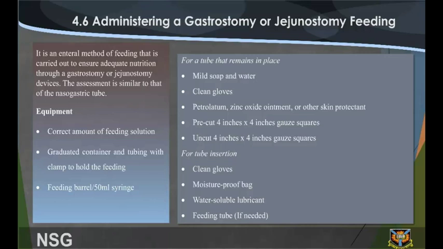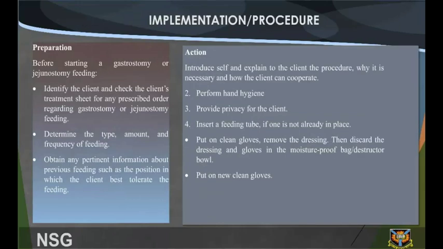For a tube that remains in place: mild soap and water, clean gloves, petrolatum, zinc oxide ointment or other skin protectant. Pre-cut 4 inches by 4 inches gauze squares. Uncut 4 inches by 4 inches gauze squares. For tube insertion: clean gloves, moisture-proof bag, water-soluble lubricant, feeding tube.